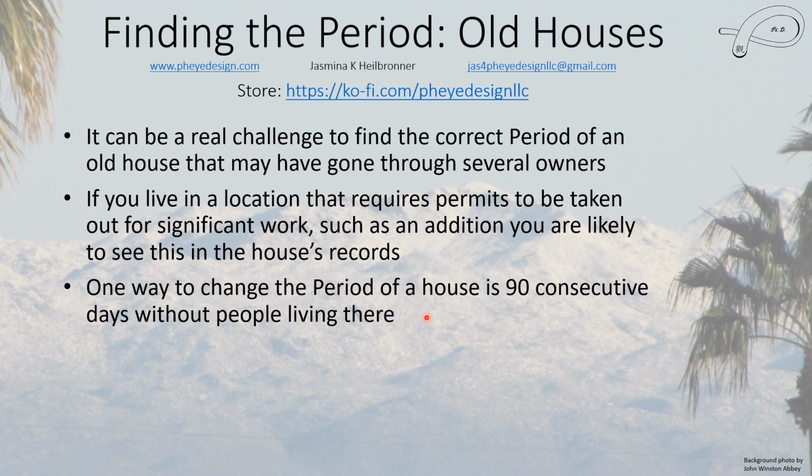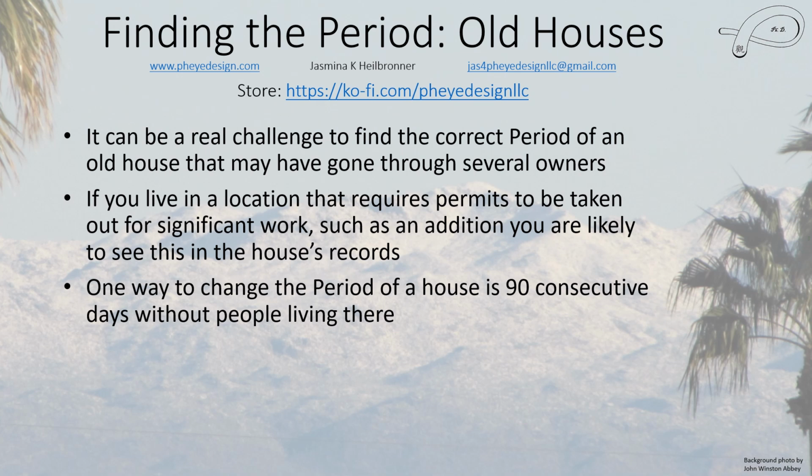One way, of course, of changing the period of the house is being out of the house 90 consecutive days without people living there. And that would happen if a house is on the market for a long period of time and you know for certain from the agent or whoever that the family is not living in the house and has not been living in it for 90 days. I would say that's okay. That could change the period, but it really depends on the time in which you buy it.